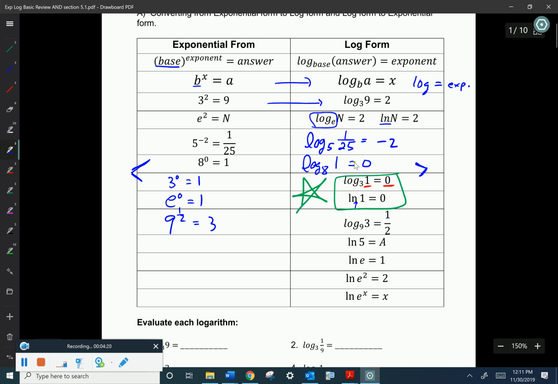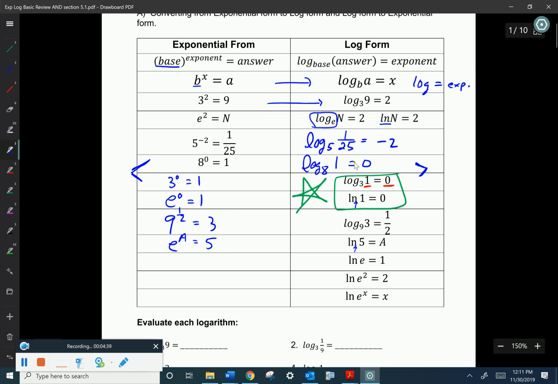Because 1/2 is the same as saying square root of 9. On this one, if I were to convert it to exponential, the base that we don't see right here is an e. So e to the exponent a equals 5.